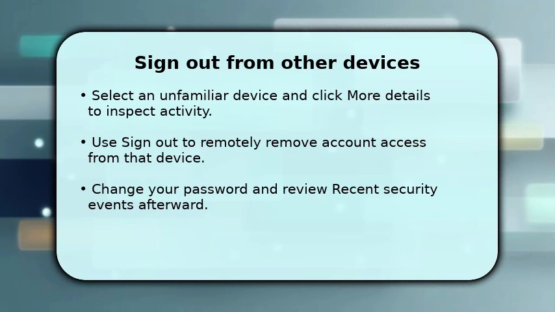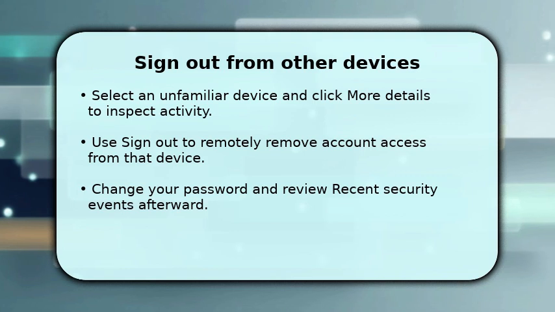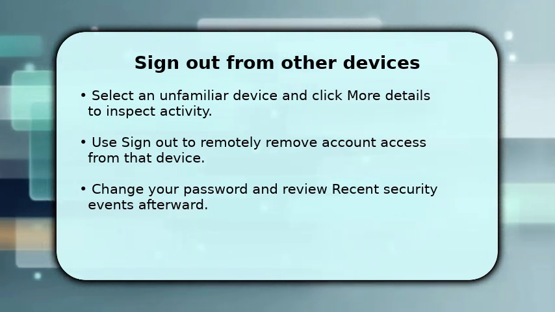Next, you'll remove access remotely and secure the account. For each unfamiliar device, click More Details to confirm activity and then choose Sign Out. This revokes Google access tokens on that device.